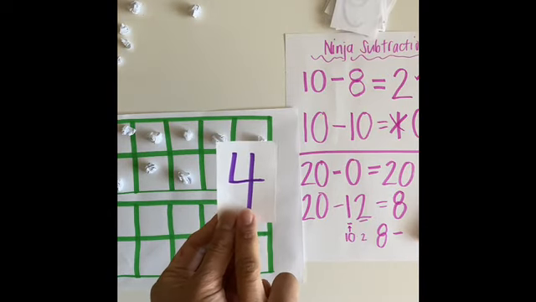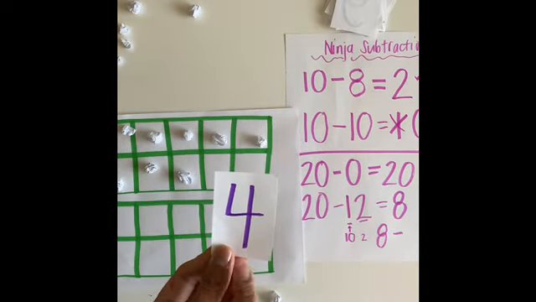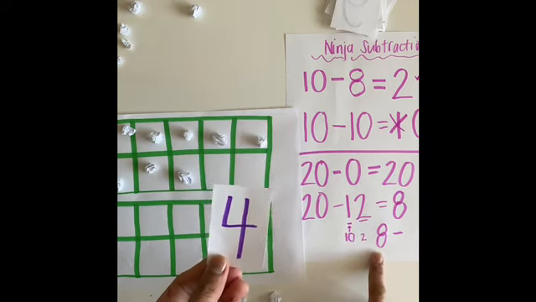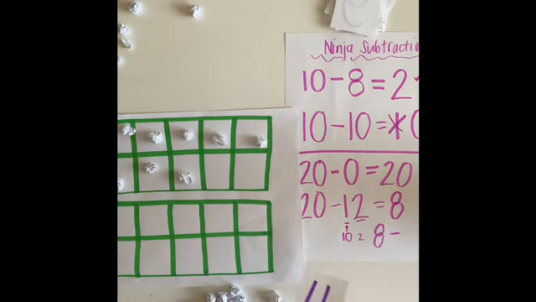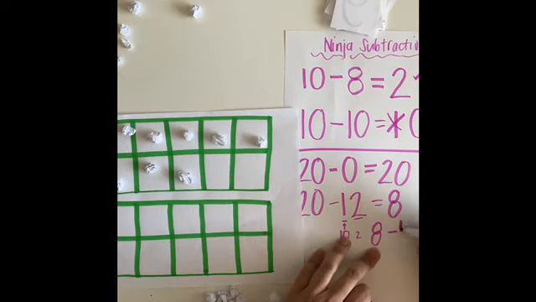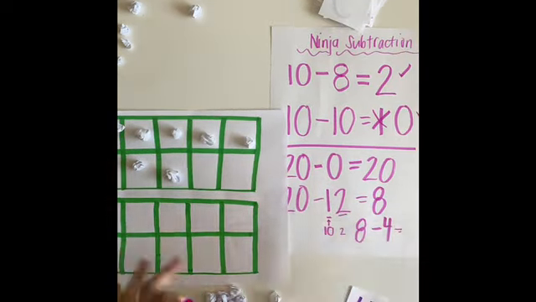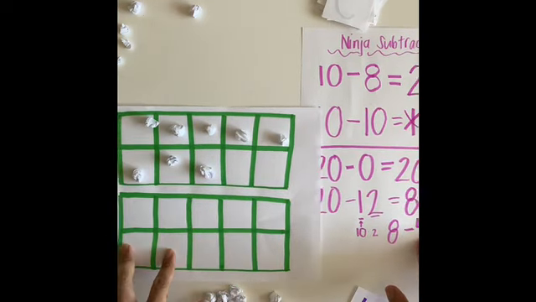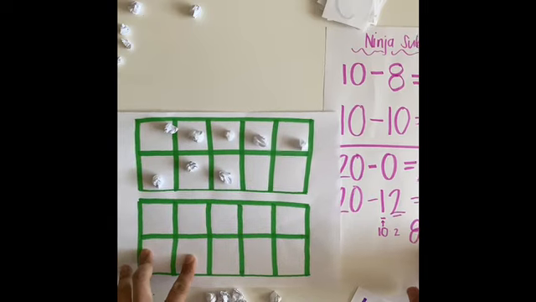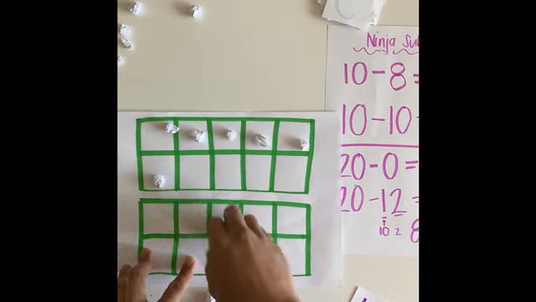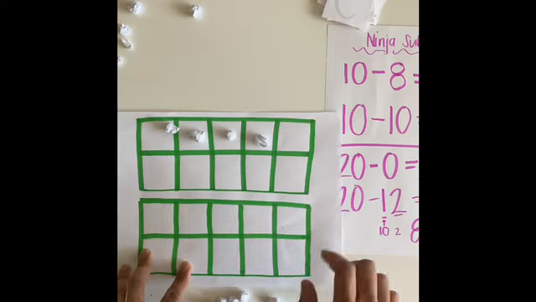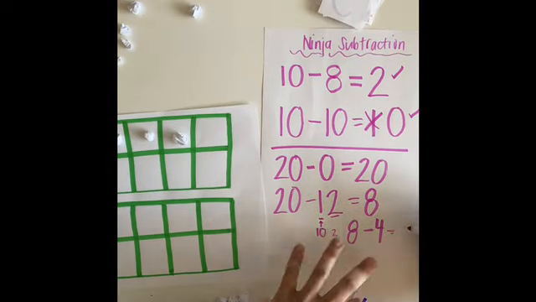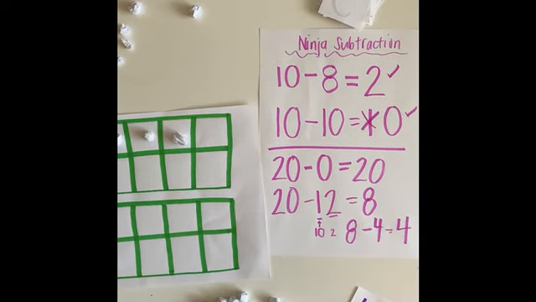Ooh, what number is this? 4. Is 4 smaller than 8? Yeah, it's smaller, so that means I can take it away. So I'm gonna write down 8 minus 4 equals blank. You can solve this in your brain, use your fingers. I'm gonna use my tens frame to take away 4 more. So take away 1, 2, 3, 4. How many do I have left? 4. So 8 minus 4 equals 4.